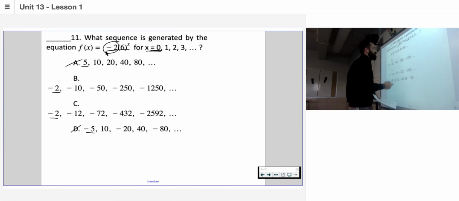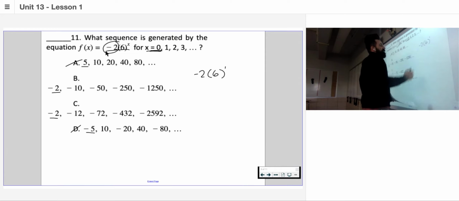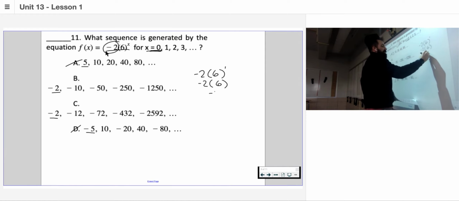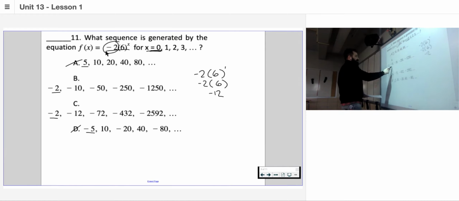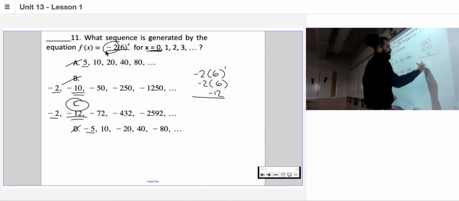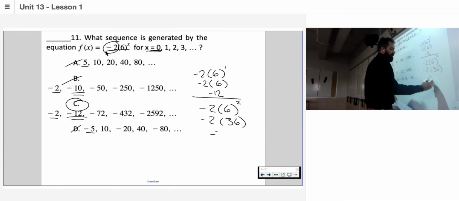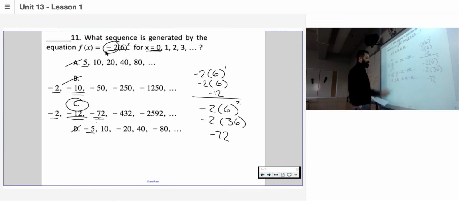So if we plug in, we know term 0 has to be negative 2, so we can skip doing the 0. What's 6 to the first power? Well, it's negative 2 times 6. Negative 2 times 6 is negative 12. Either of these have negative 12 as the second term. Negative 10, nope. Negative 12, there it is. If you want to check the next one, it would be negative 2 times 6 squared, which is negative 2 times 36. 36 times negative 2 is negative 72, which is our third term, our second term in that equation.